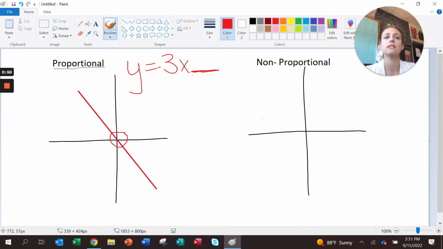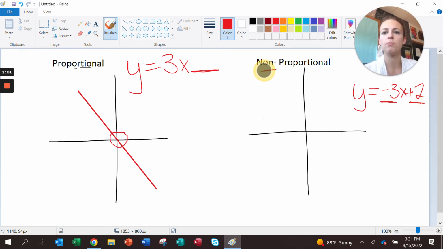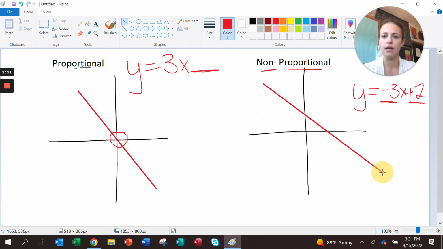Non-proportional, on the other hand, is going to be an equation that does have a y-intercept. For example, y equals negative 3x plus 2. Notice how this has two parts to it, just like non-proportional has two words to it. So a non-proportional relationship has both a slope and a y-intercept. That means your line would go through the number 2 or wherever else on this graph.